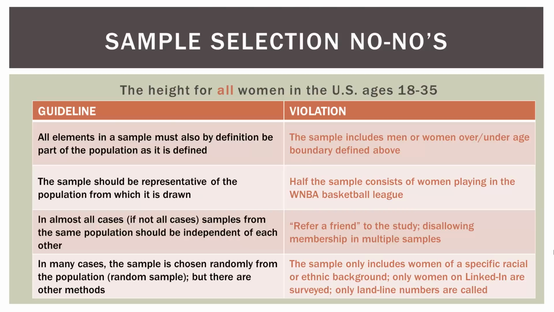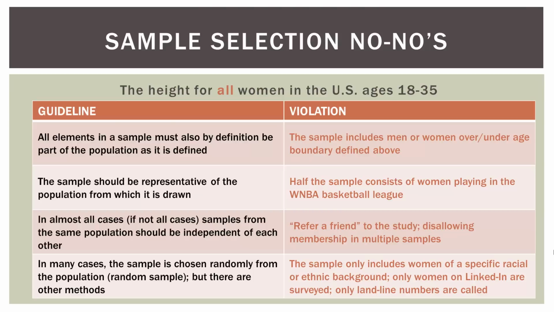Okay, last one. In many cases, the sample is chosen randomly from the population. We call that a random sample. But there are other methods. So a random sample is not the only way to collect your sample from your population. There are other ways. But in most of my work here, I'll be focusing on the random sample.